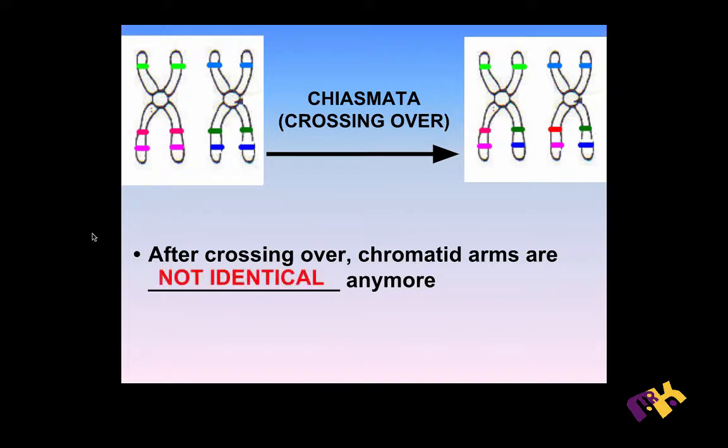Keep in mind that after this crossing over happens, some of these chromatid arms are no longer identical to their sister. We still have sister chromatids, but if some sort of crossing over event happens, what was once all red now has swaps between reds and yellows with the chromatids that are part of the tetrad. So these sister chromatids, which should be identical, would no longer be identical to each other.